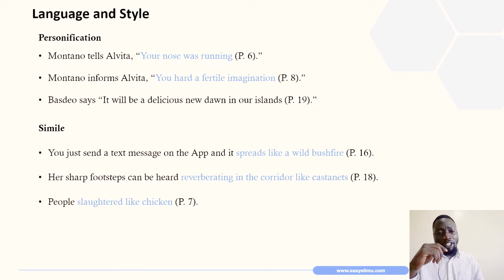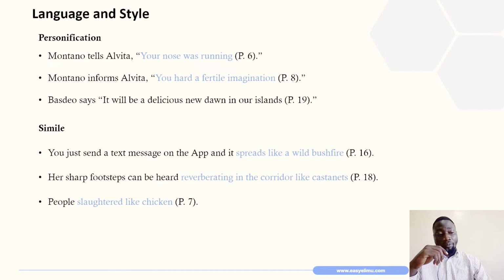So there is also a simile. Remember, simile is a comparison by use of the words like or as. We are told that you just send a text message on the app and it spreads like a wild bushfire. The manner in which the message is spreading is compared to a bushfire that we know spreads very fast. We are also told that her sharp footsteps can be heard reverberating in the corridor like castanets. I think these were Nicole's footsteps being described.